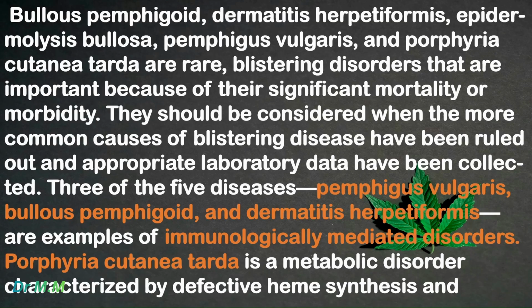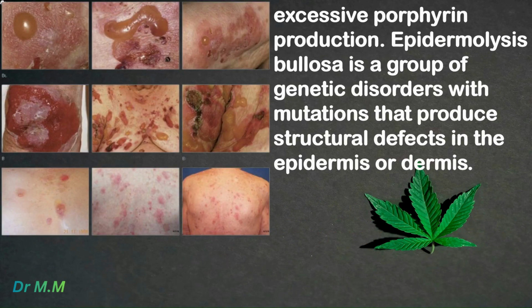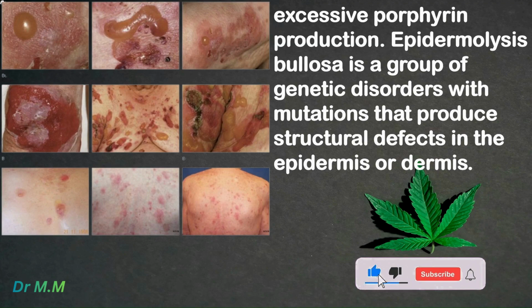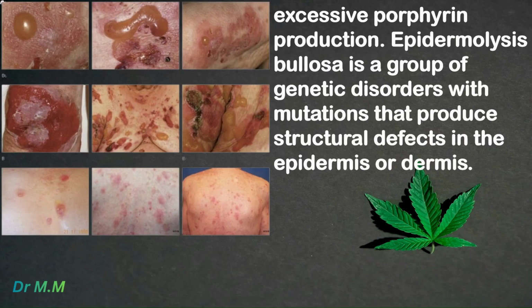They should be considered when the more common causes of blistering disease have been ruled out and appropriate laboratory data have been collected. Three of the five diseases, pemphigus vulgaris, bullous pemphigoid, and dermatitis herpetiformis, are examples of immunologically mediated disorders. Porphyria cutanea tarda is a metabolic disorder characterized by defective heme synthesis and excessive porphyrin production. Epidermolysis bullosa is a group of genetic disorders with mutations that produce structural defects in the epidermis or dermis.